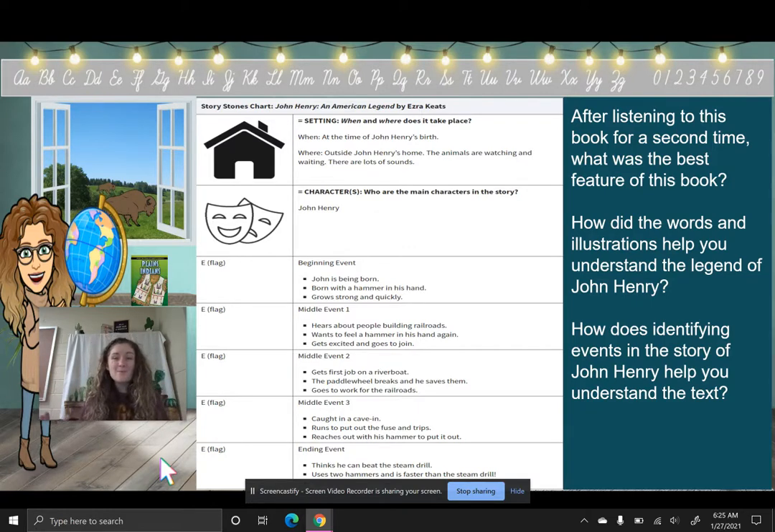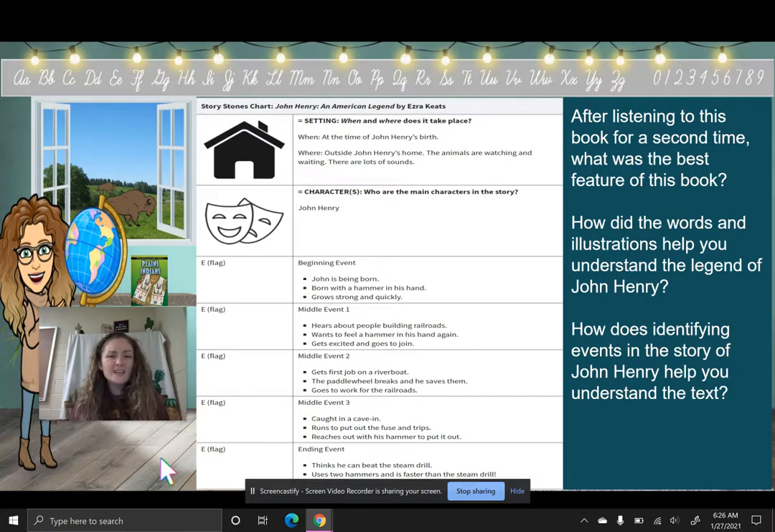So I think the best feature of this book is how the story told the entire life of John Henry from the day he was born to the day that he died. I loved how it told about how much of a hard worker he was and how he saved lives multiple times with his hard work.